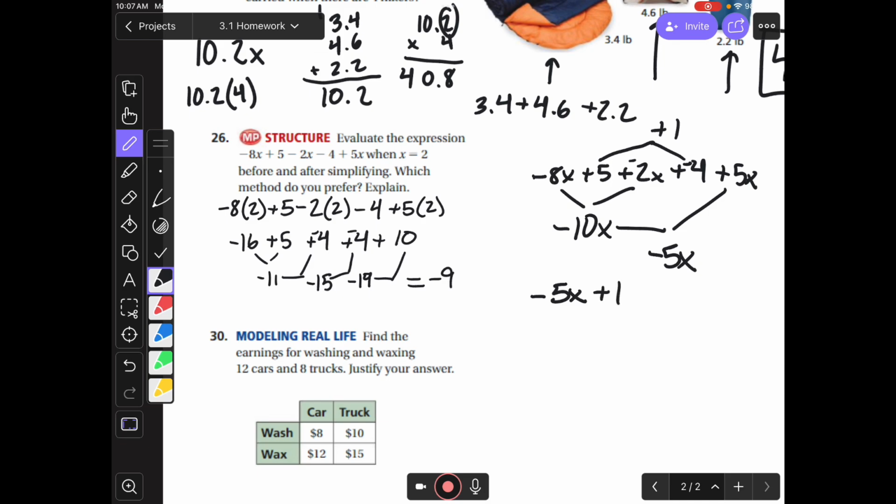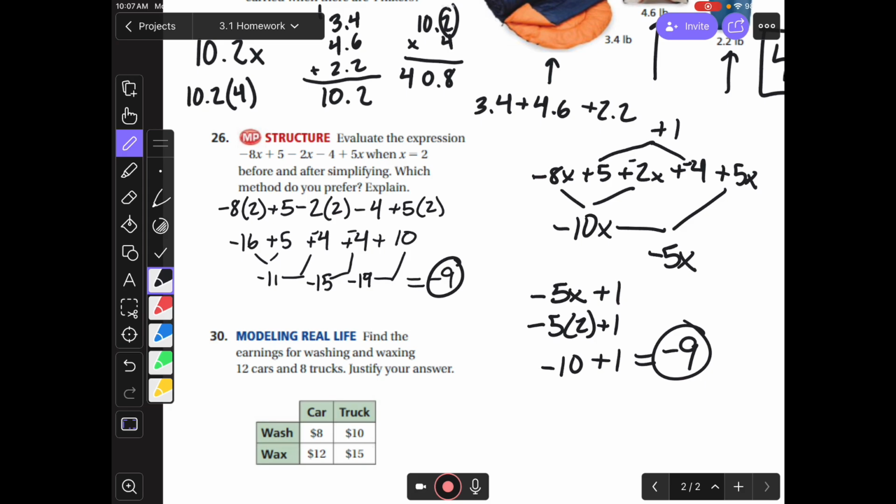From here now, I would just substitute in a 2. This would be negative 5 times 2 is negative 10, plus positive 1 is negative 9. As expected, my answer should match. They're the exact same thing, just simplified.